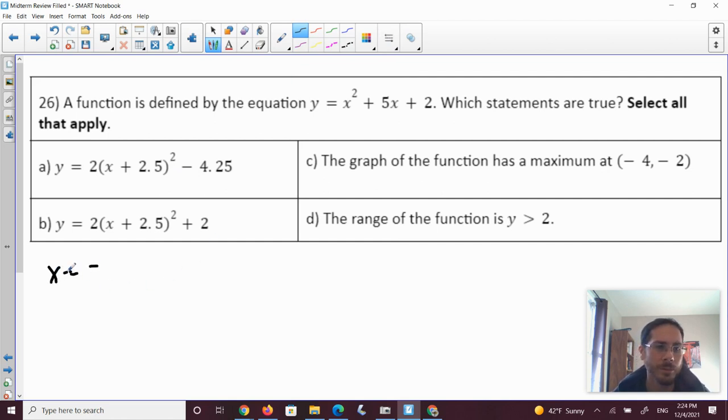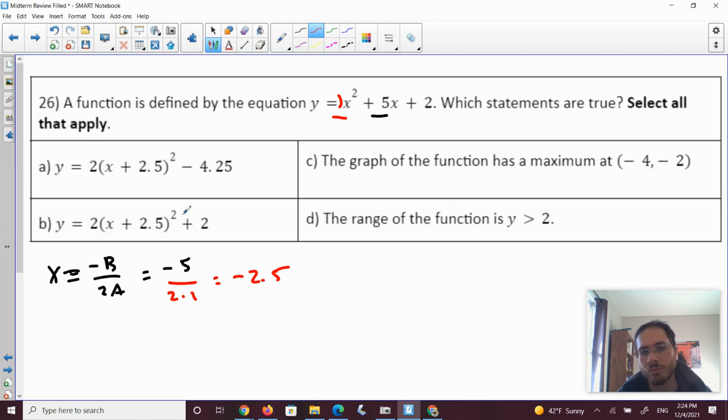To do that, we'll use our equation to get our axis of symmetry. x equals negative b over 2a. b is going to be 5. a in this case is going to be 1. So negative 2.5. Negative 5 divided by 2. I'm going to keep it as a decimal because I can see I've got a bunch of decimals in my answer choices. If I saw fractions in my answer choices, I'd leave it as a fraction.